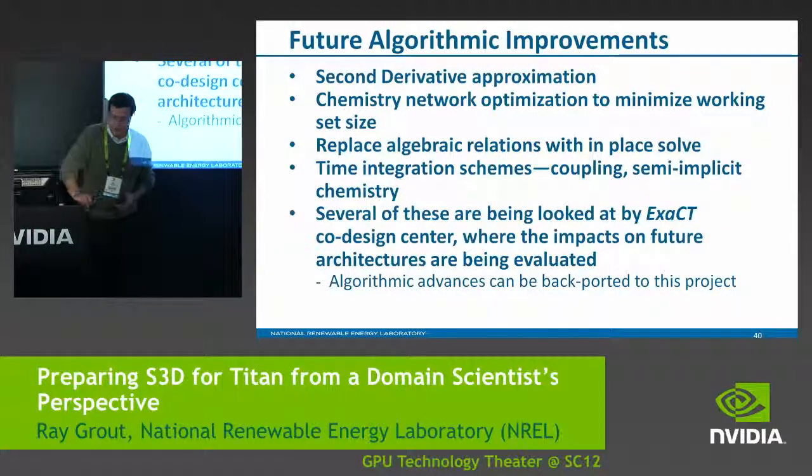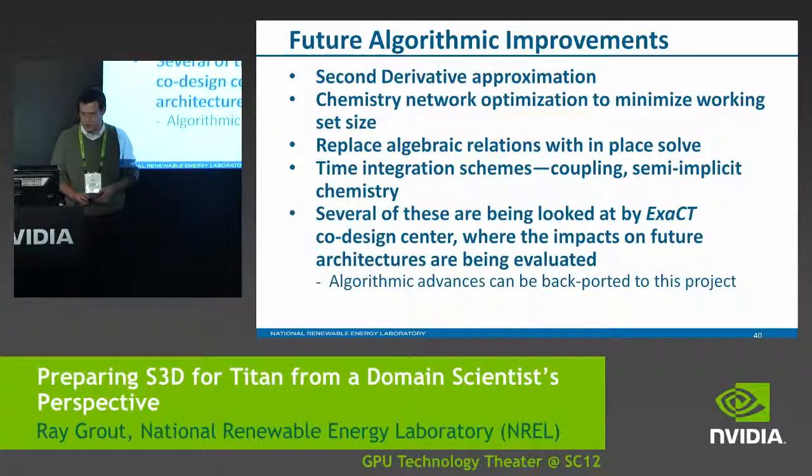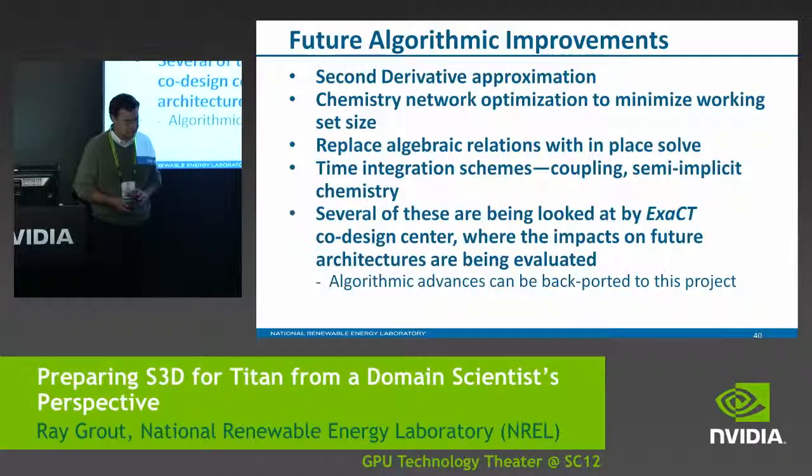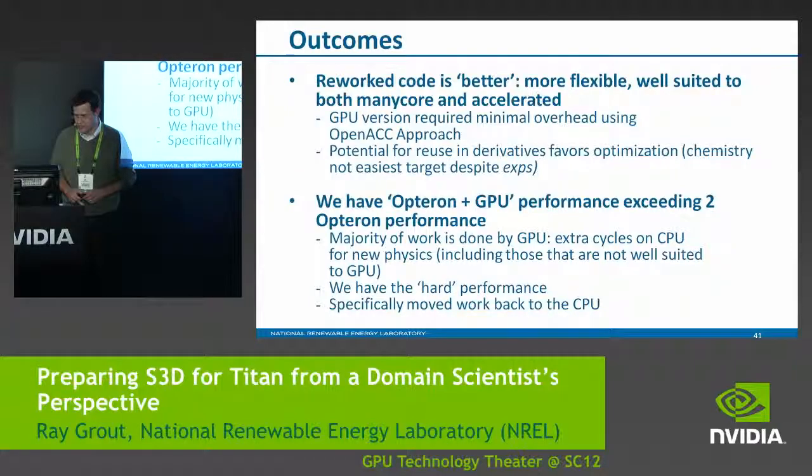So where we're going, we've got a nice cross-section of algorithmic research that's still being done, a lot of this in the context of one of the exascale co-design centers called Exact. We're looking at changing the algorithms that go into these sorts of codes to favor compute over communication and memory traffic. We're looking at optimizing the chemistry network in the context of reducing the working set size to reduce register pressure. Other alternate time integration schemes, more or less a whole suite of things where we hope to realize future performance through algorithmic as well as implementation research.